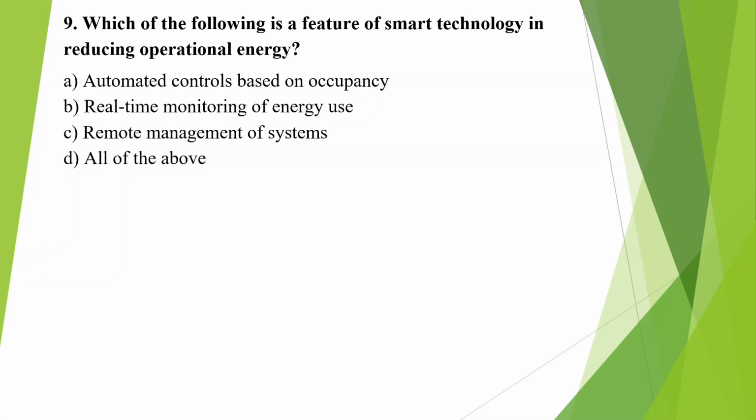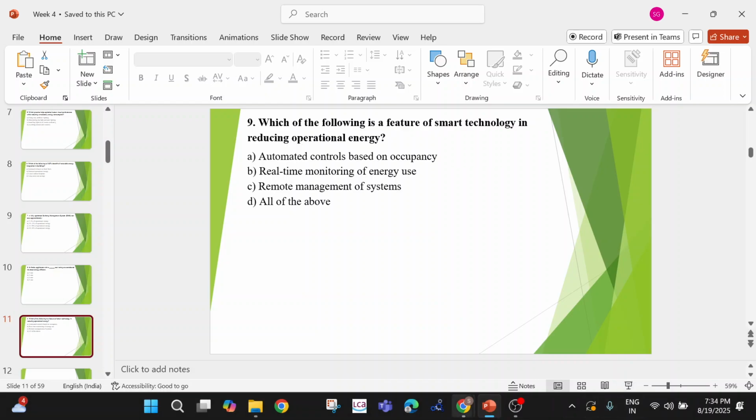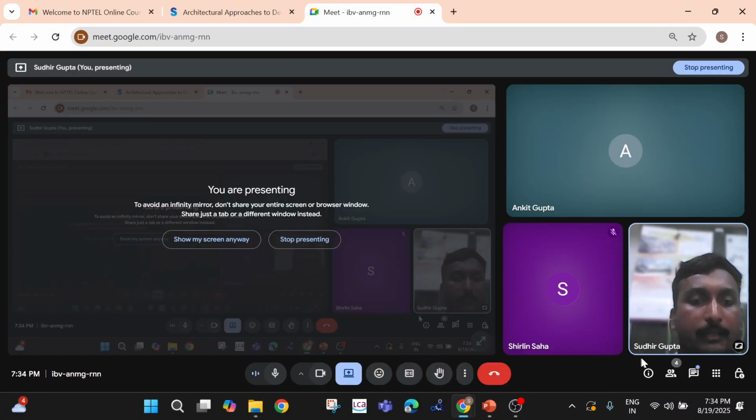Which of the following is a feature of smart technology in reducing operational energy? Out of the four options, try to choose the most correct one. How, with the help of smart technology, can you reduce the operational energy? So try to give your answers after reading all the options correctly. Let's see how many of you can answer it correctly and understand.